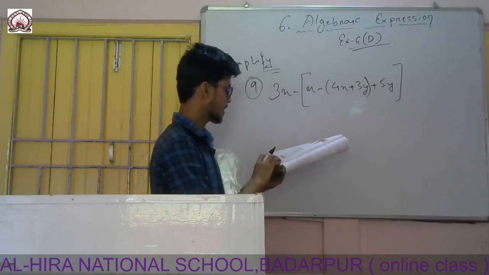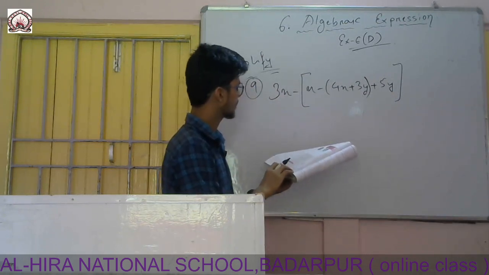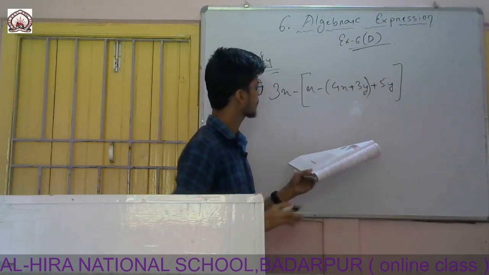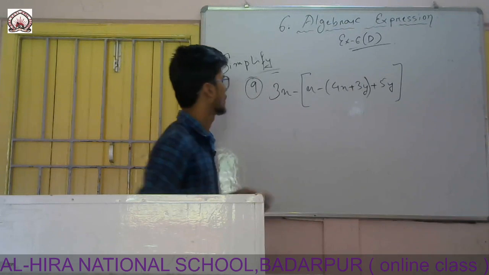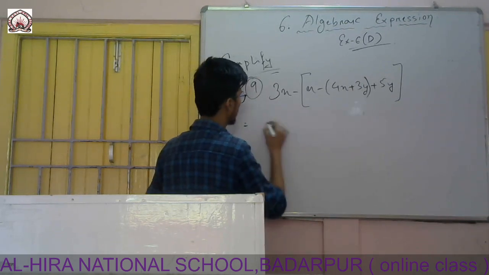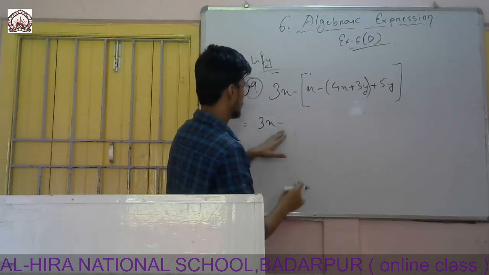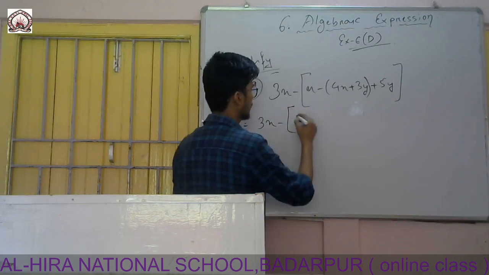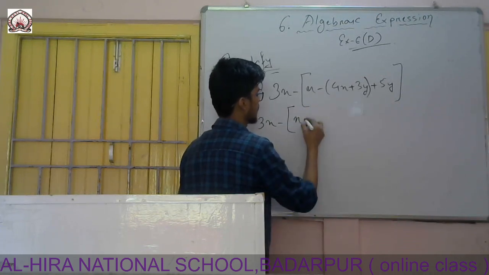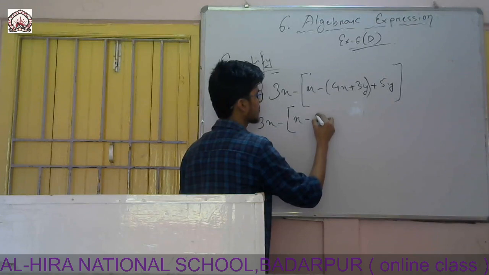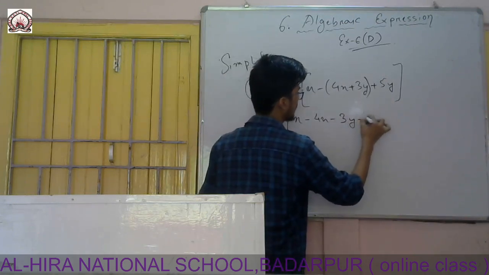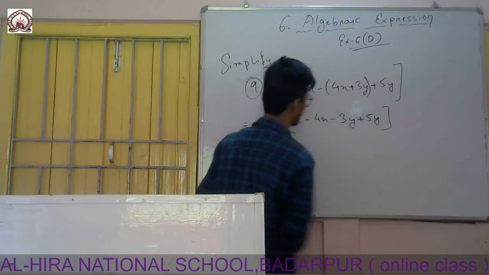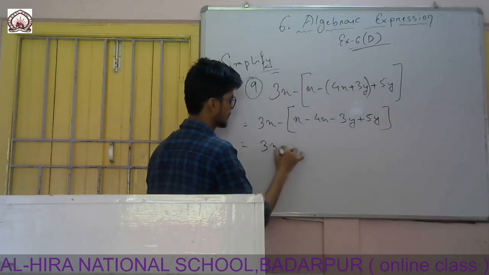So the answer is 3x minus, then third bracket given, x minus first bracket 4x plus 3y, and then at last it is plus 5y. So first of all I will solve this bracket, so it will be same here up to this much, then I will give the bracket. So now I will remove this first bracket, x minus plus it will be minus 4x, minus plus it will be minus 3y, and at last it is plus 5y.